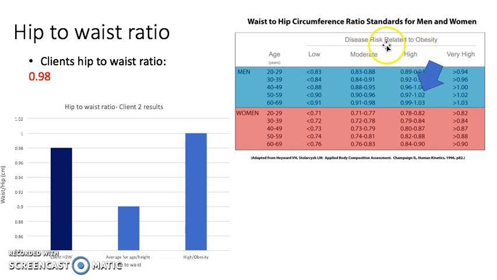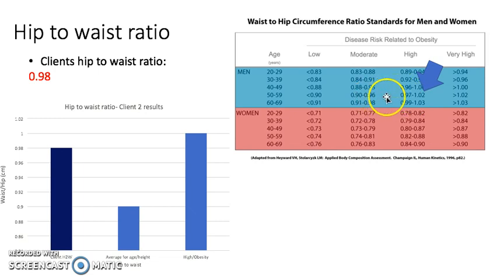Again, for the disease risk related to obesity, he is on the higher end of the scale. My client's score is in the higher area, so there is a risk of him having or developing chronic diseases such as coronary heart disease, hypertension, and diabetes, which are associated with a high hip to waist ratio. I will work with him to reduce his hip to waist ratio, as it is high on the table, but at 0.97 he's borderline moderate.